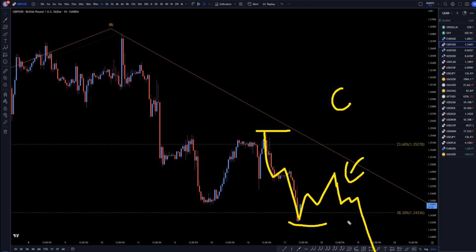So we're just going to continue to look for shorts in a downtrend on these shorter time frames at the end of ABC pullbacks.